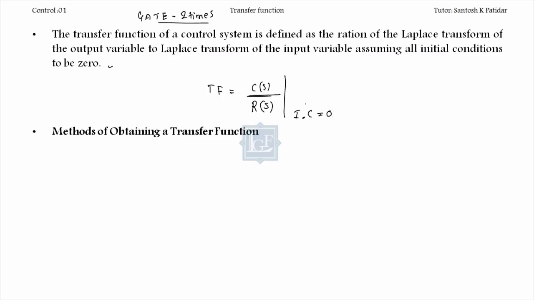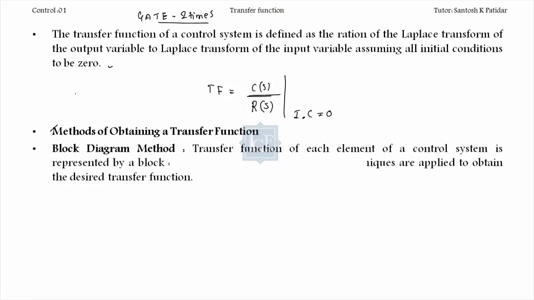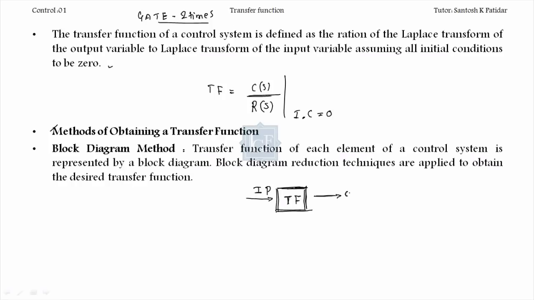Is it okay? So what are the methods of obtaining a transfer function? The first one is the block diagram method. The transfer function of each element of a control system is represented by a block diagram. We'll consider the block to represent the transfer function of any system. I'll give input to it and take output from it. I hope it's clear to you. So block diagram reduction techniques are applied to obtain the desired transfer function. We'll discuss these techniques also.